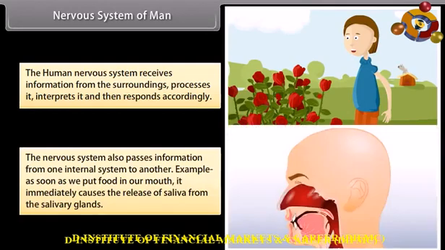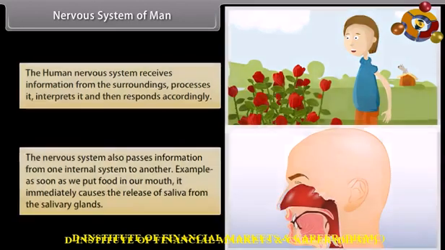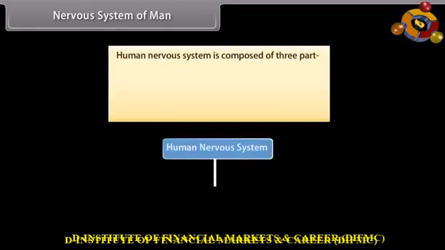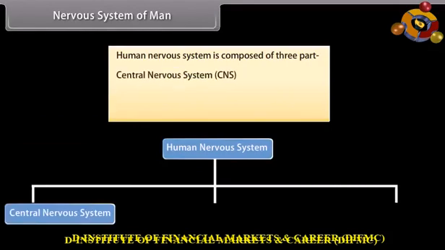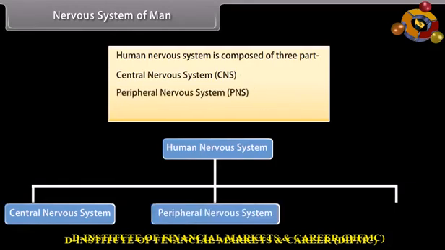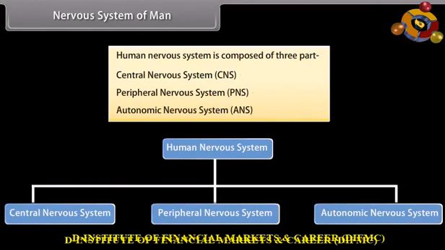Example: as soon as we put food in our mouth, it immediately causes the release of saliva from the salivary gland. The human nervous system is composed of 3 parts: central nervous system, CNS, peripheral nervous system, PNS, and autonomic nervous system, ANS.